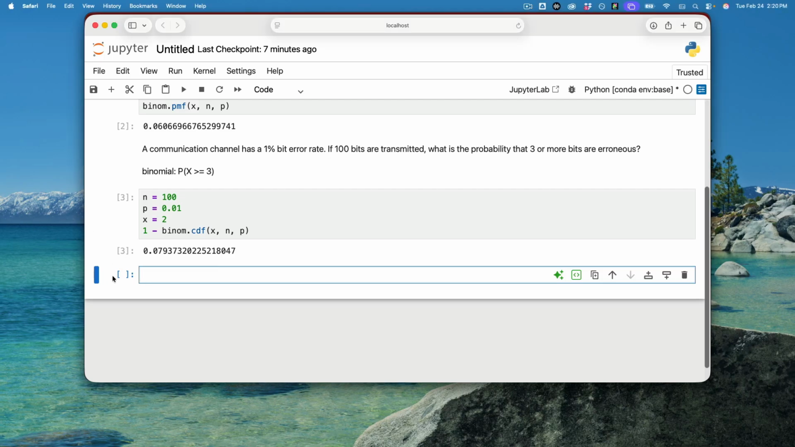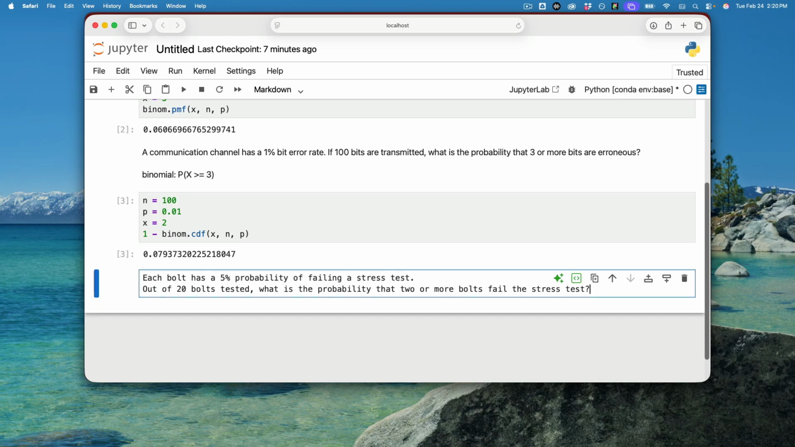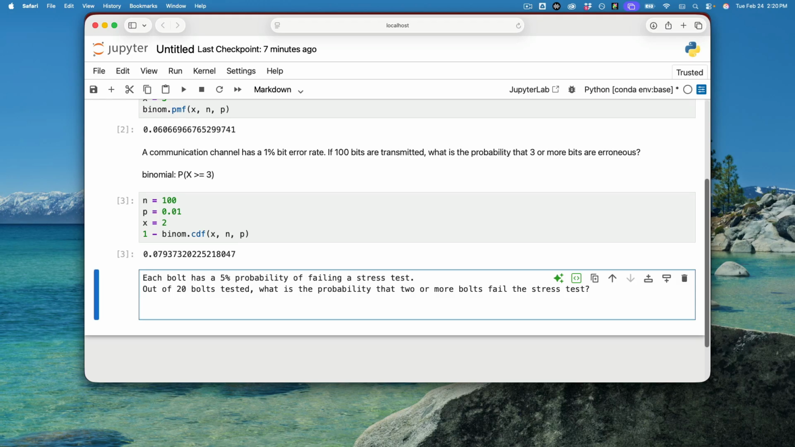Let's do one more on binomial. Each bolt in a factory of bolts has a 5% probability of failing a stress test. Out of 20 bolts tested, what's the probability that 2 or more bolts fail the stress test? So again, this is similar to the previous one. That's a greater than or equal probability.